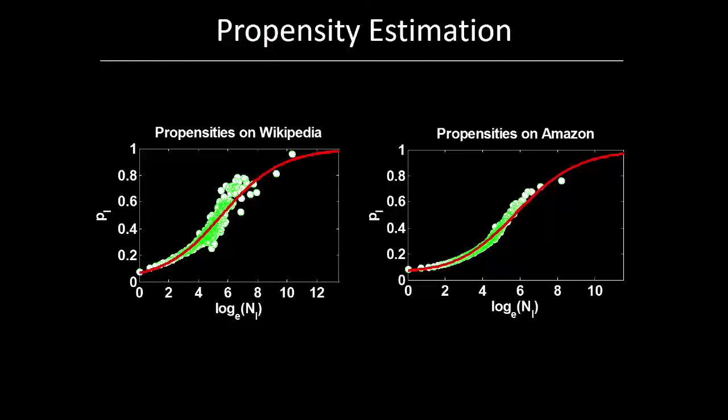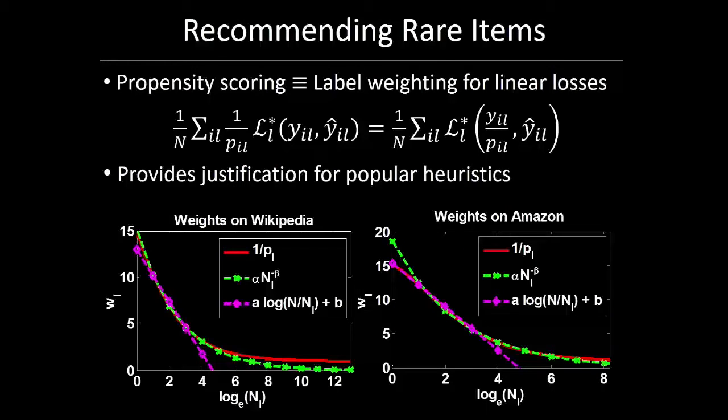Okay. So finally, let me also briefly discuss how our propensity model helps in recommending rare items. If you recall, propensity scoring essentially just adds a weight to every term in your loss function. The weight is 1 by PIL. And because precision and nDCG are linear in our case, this weight 1 by PIL can be pulled into the loss function. So the propensity scored loss is identical to the original loss, where the ground truth labels have been weighted by 1 by PIL. It's as simple as that.